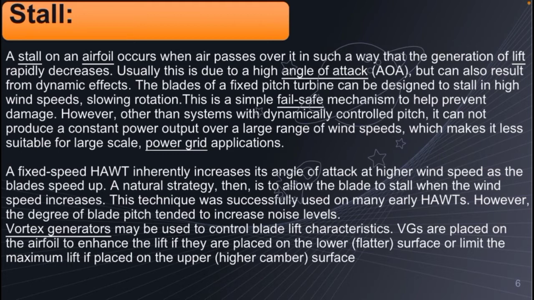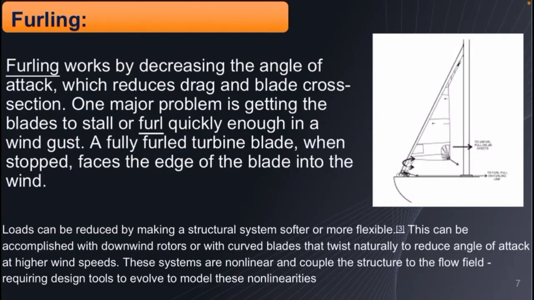Vortex generators may be used to control blade lift characteristics. VGs are placed on the airfoil to enhance the lift if they are placed on the lower surface, or to limit maximum lift if placed on the upper surface.